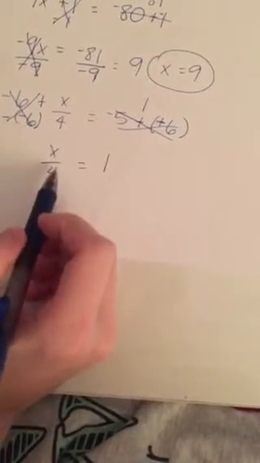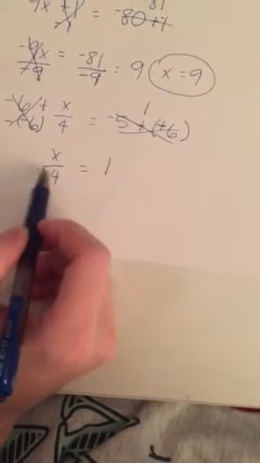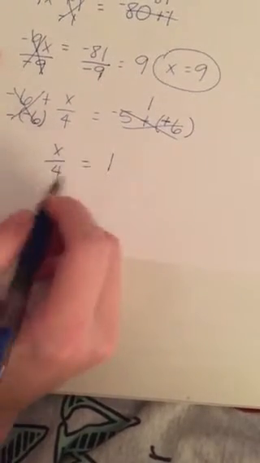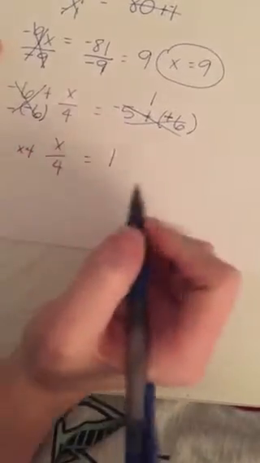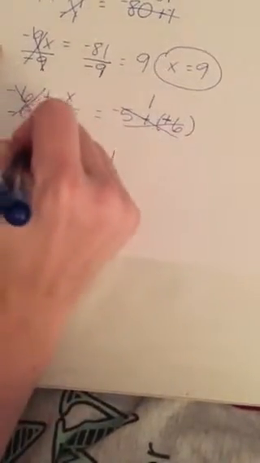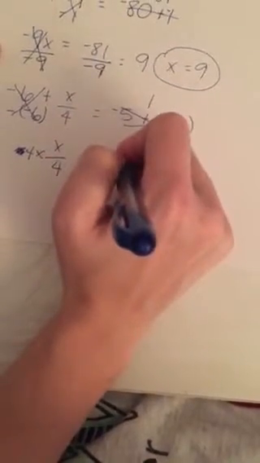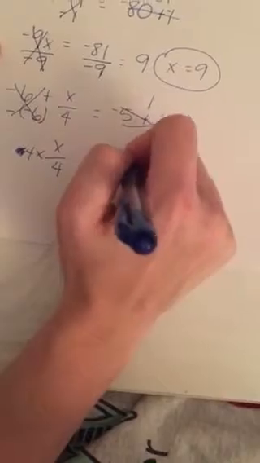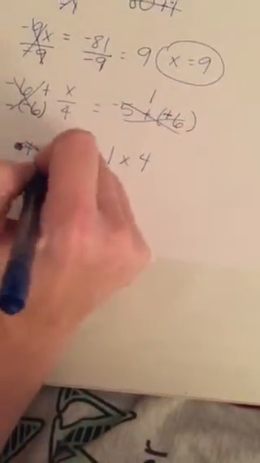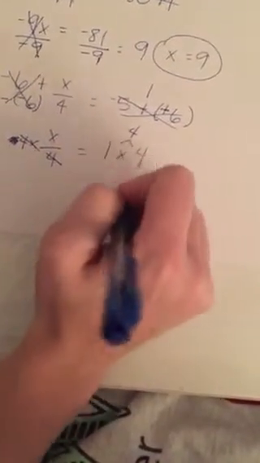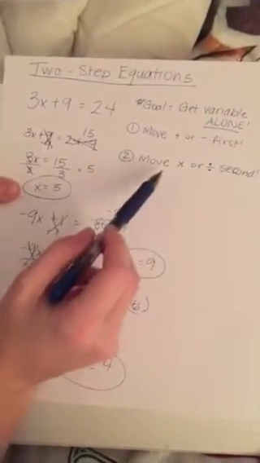And now we have to do multiplication or division. Well, division is holding the 4 to the x, so we're going to multiply. Let's put 4 times x over 4. And then over here, 1 times 4. Okay, so these cancel out, and over here you have 1 times 4, which is 4, and so your answer is x equals 4.